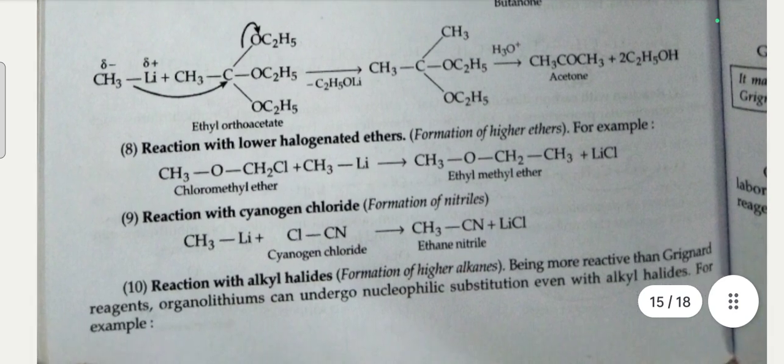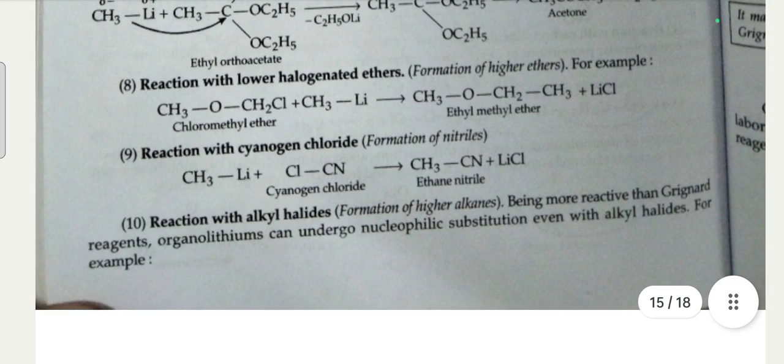Reaction with lower halogenated ethers. Formation of higher ethers takes place. Reaction with cyanogen chloride gives rise to the formation of nitriles. Reaction with alkyl halides gives rise to the formation of alkanes. Being more reactive than Grignard reagents, organolithiums can undergo nucleophilic substitution even with alkyl halides.